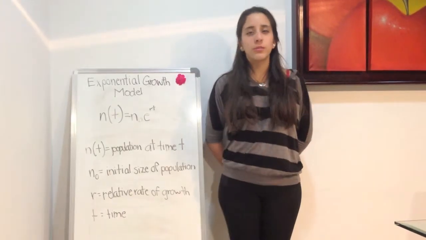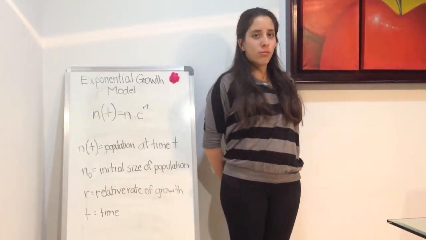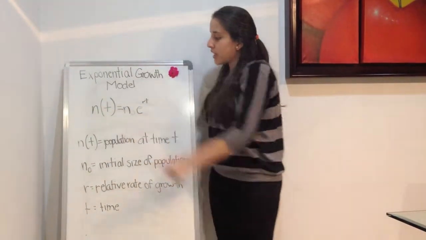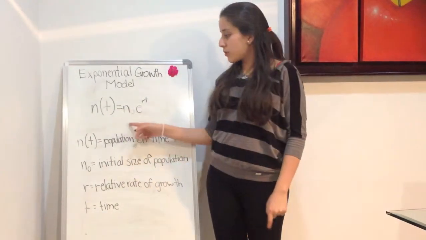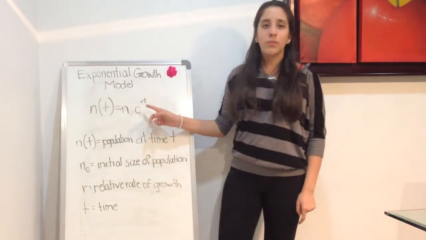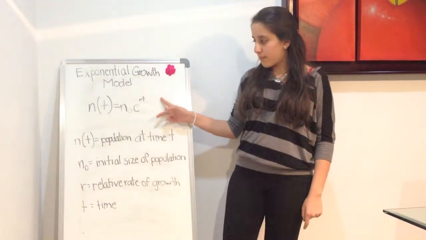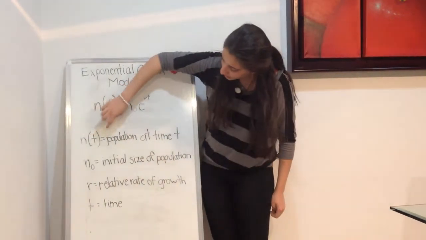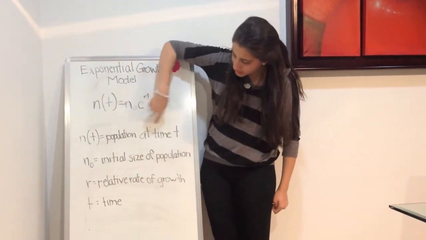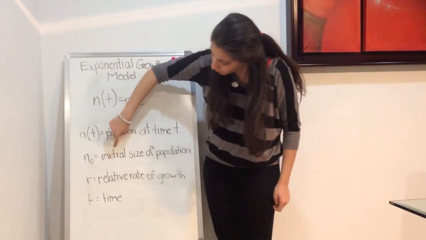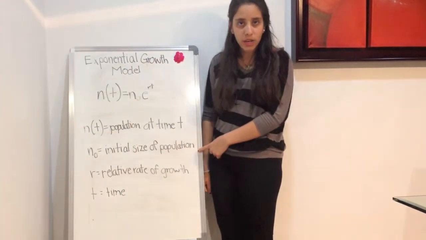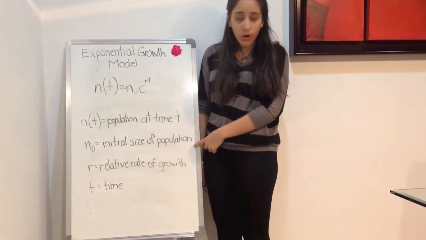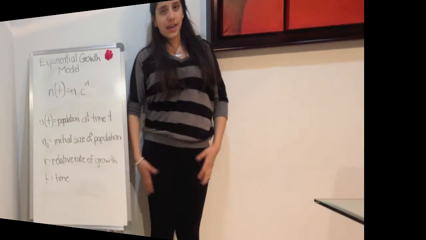Now I'm going to explain the exponential growth model. The exponential growth model says we have N(t) equals N sub 0 times e to the power of r times t. To explain better, N(t) represents the population at time t. Then N sub 0 is the initial size of the population. Then r is the relative rate of growth, and t means time.